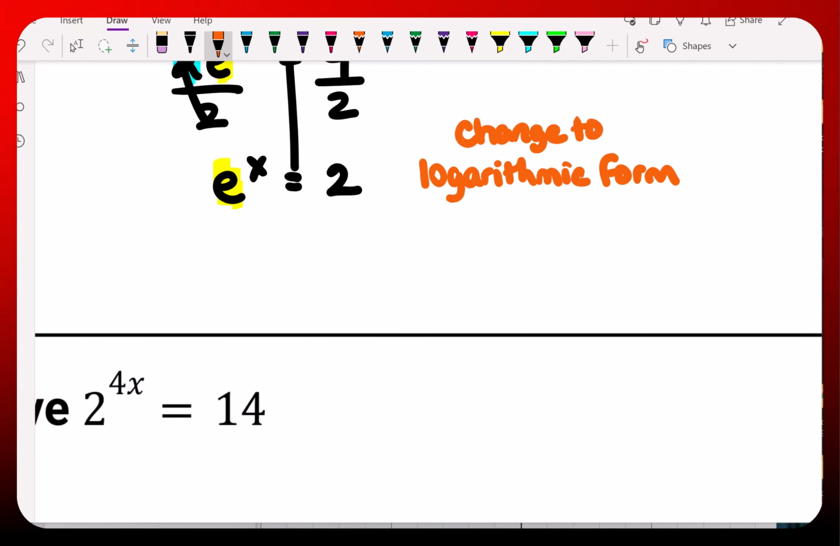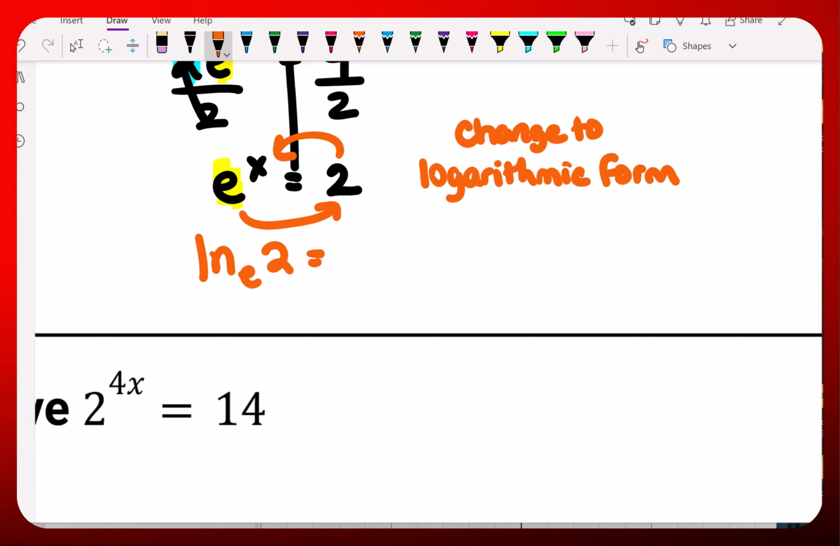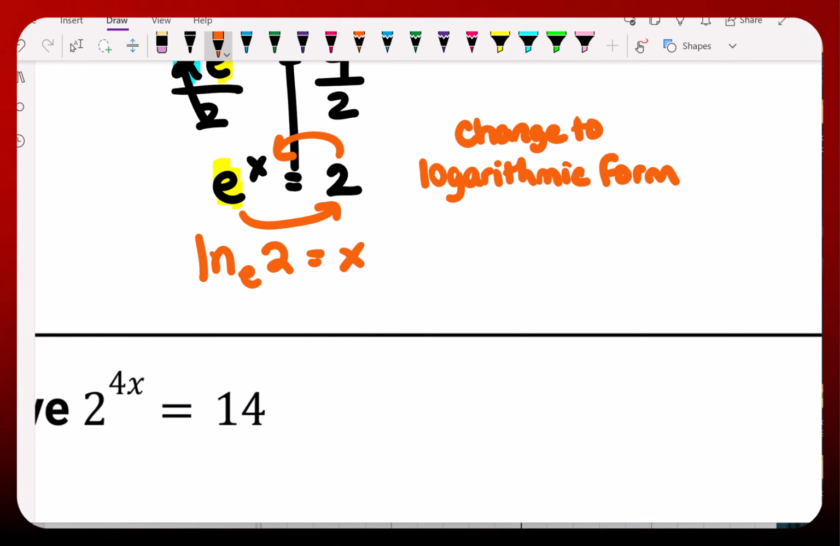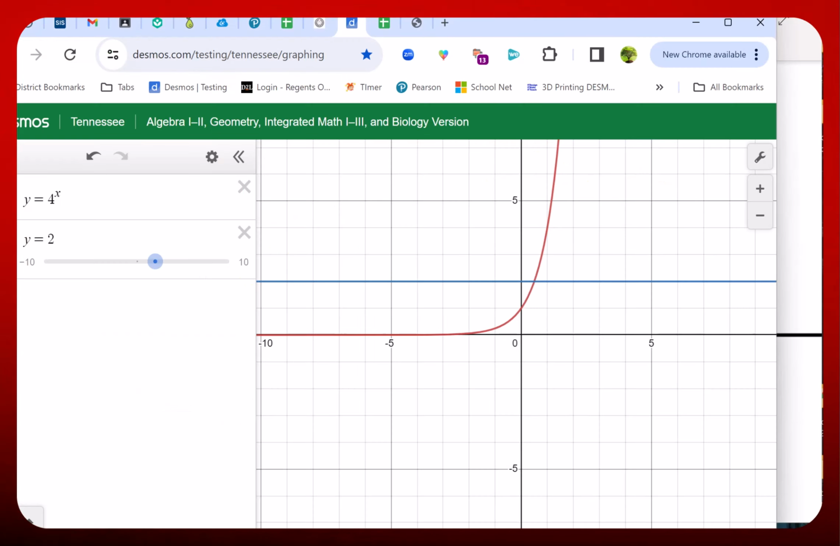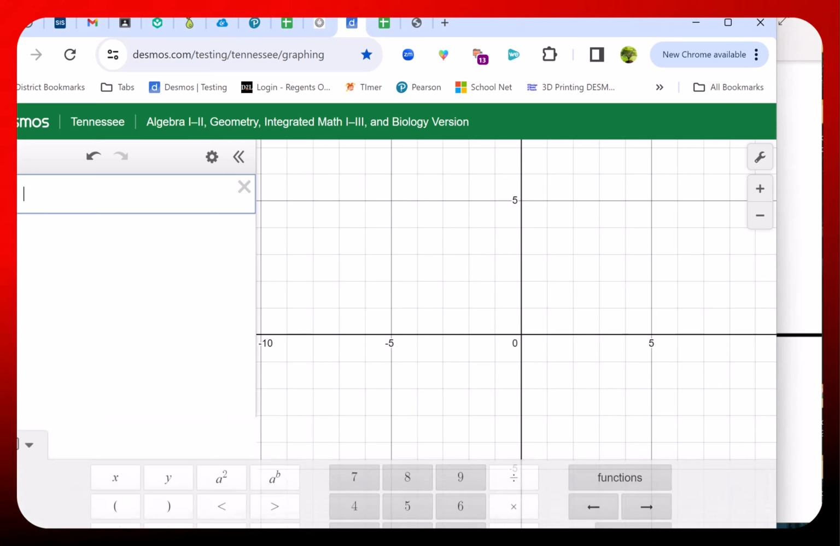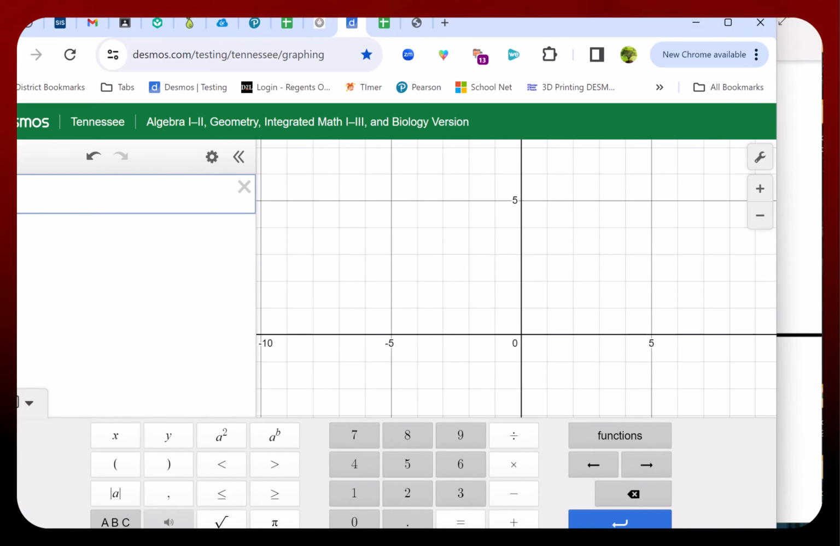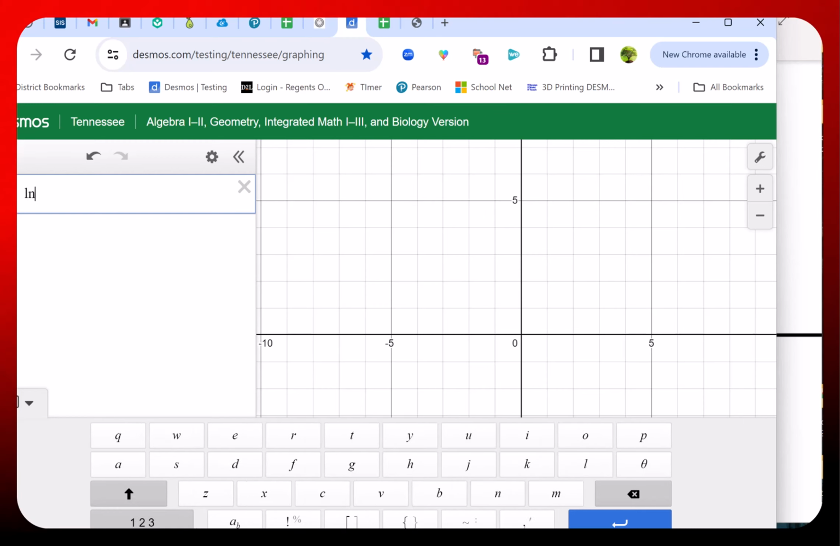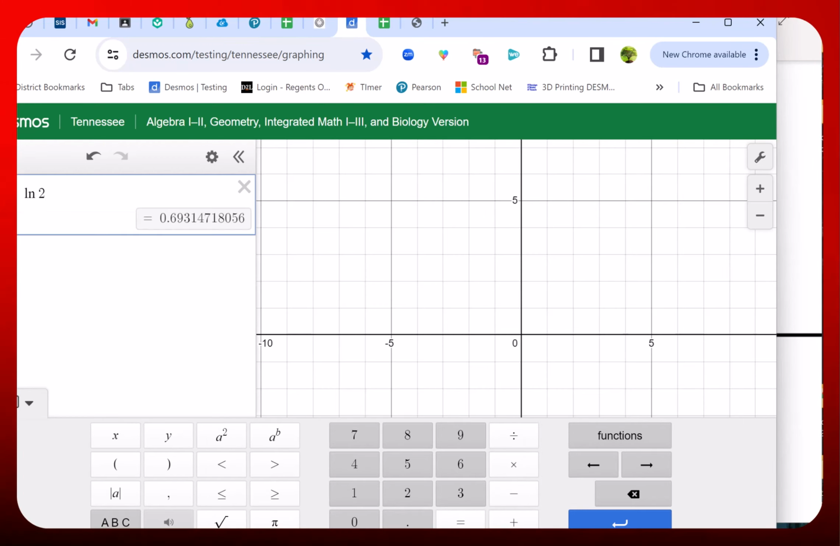So we are going to change to logarithmic form. If this is base e, you need to use a natural log. The natural log is base e. So it'll be natural log, base e, of 2 is equal to x. So you've pretty much solved it. All you have to do now is type in the natural log of 2 on your calculator. You can do this on your scientific calculator. I just happen to have Desmos up, so I'm going to type in the natural log of 2. And it is approximately 0.693.